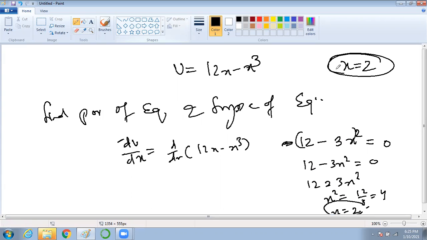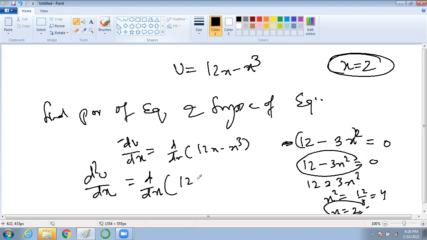This is the position. What about what type of equilibrium? Then you have to find d square u by dx square. So again differentiate this one. So what you will get? It will be d by dx of 12 minus 3x square. D by dx of 12 will be 0. So this will be minus 6x.